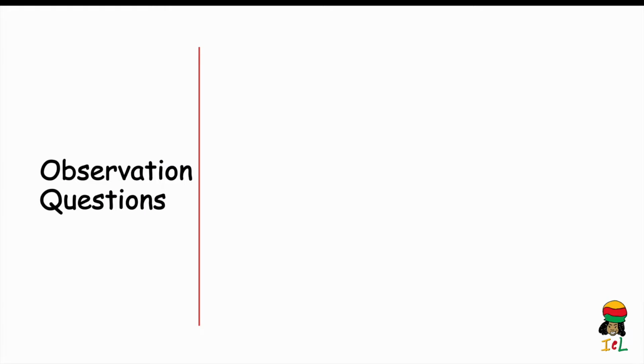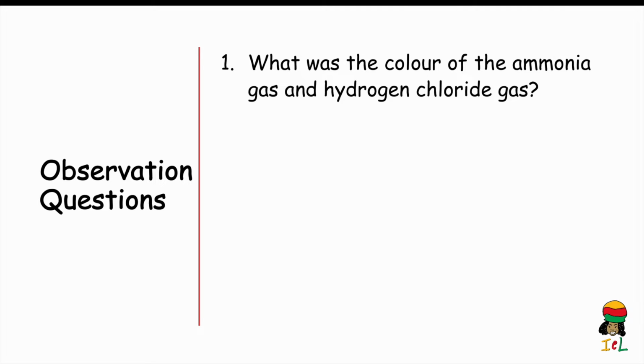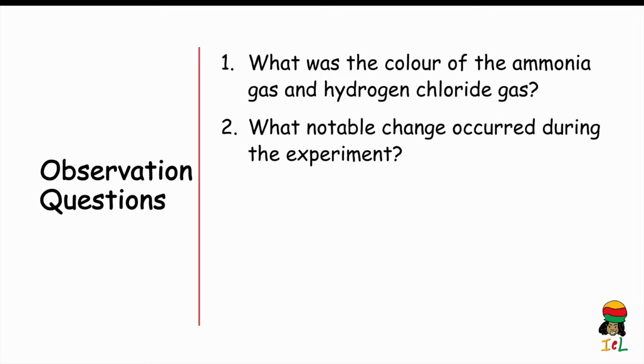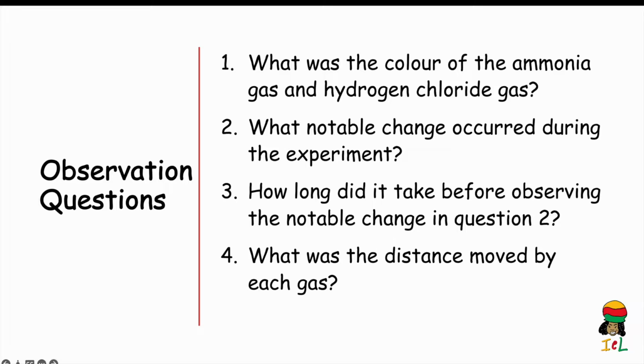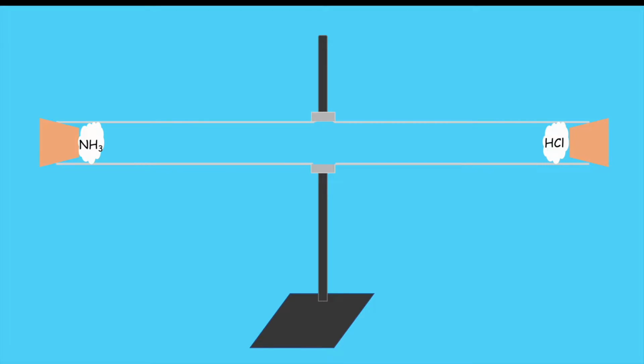Before we do so, here are some questions to guide you in the observation process. 1. What was the color of the ammonia gas and hydrogen chloride gas? 2. What notable change occurred during the experiment? 3. How long did it take before observing the notable change in question 2? 4. What was the distance moved by each gas? Pay keen attention to any changes that occur within the glass tube.